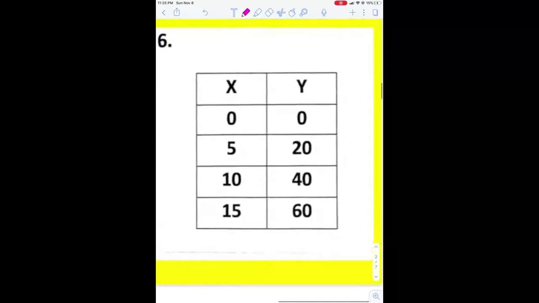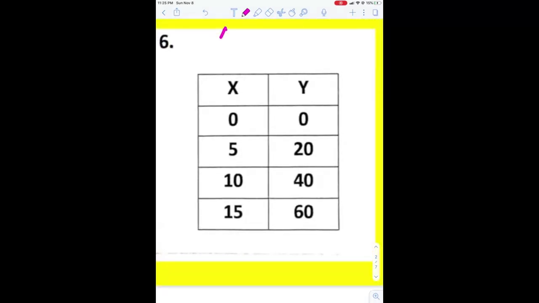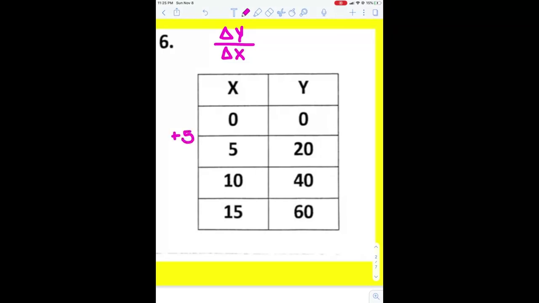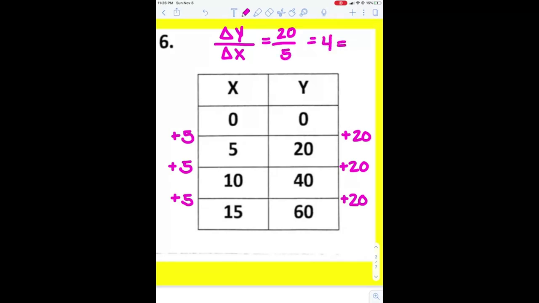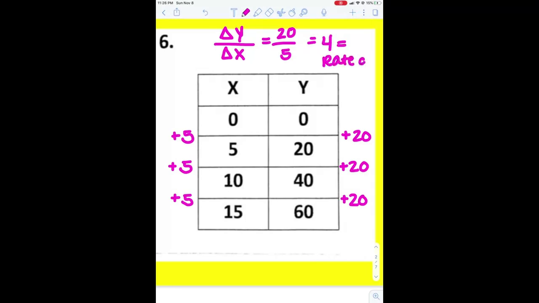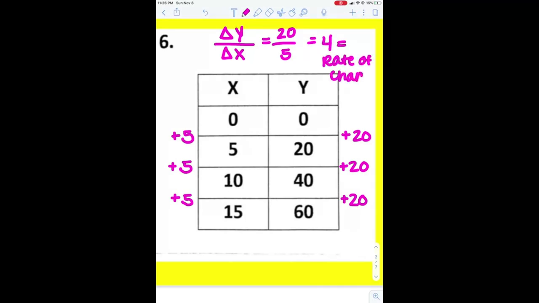So same thing over here. I'm going to take my change in y over my change in x. And looking at my x, I can see that I'm adding 5 each time. So you're just kind of looking for patterns when you're doing these tables, okay? And then over on y side, I see that it goes up by 20 every time. So you're trying to figure out what number you're skip counting by, really. Okay, and I'm going to take my change in y, which was 20, and put it over my change in x, which was 5. And that will give me 4. So my rate of change here is 4.